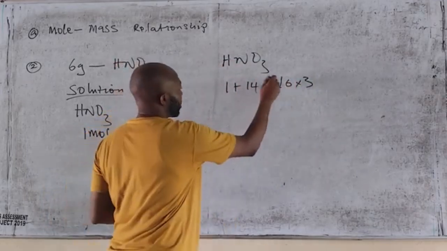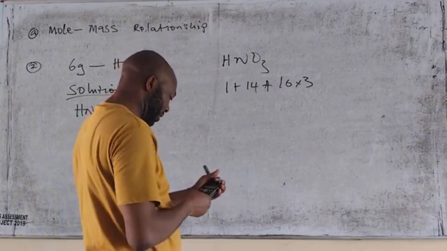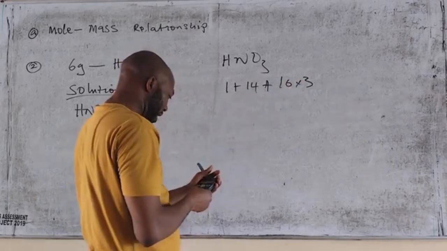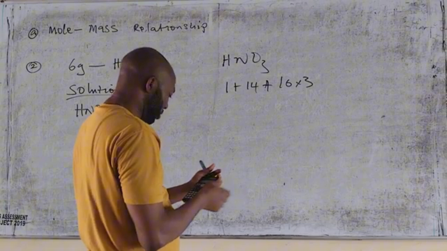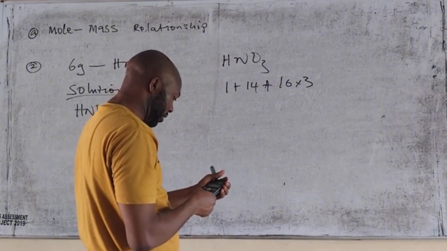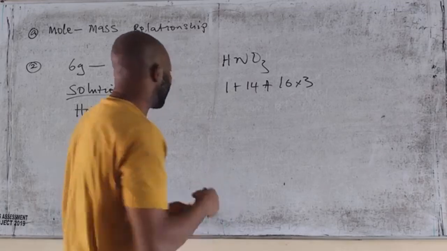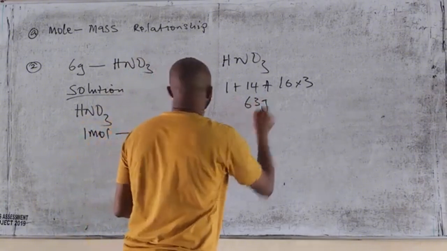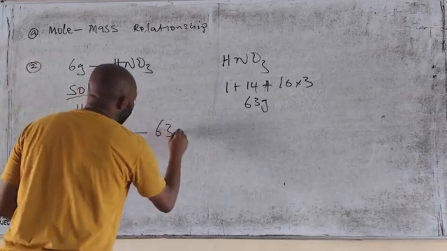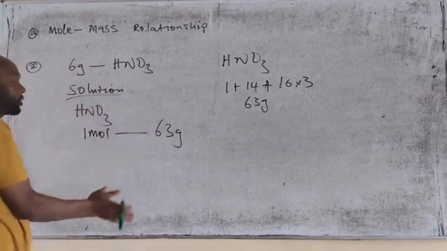So if I have to check my 16 times 3, that is 48, plus 15, that gives me 63 grams. Sorry, my calculator is misbehaving. So it's 63 grams. So now, 1 mole of HNO3 is equivalent to 63 grams. These values are gotten from just this. The mole concept gives us that relationship.